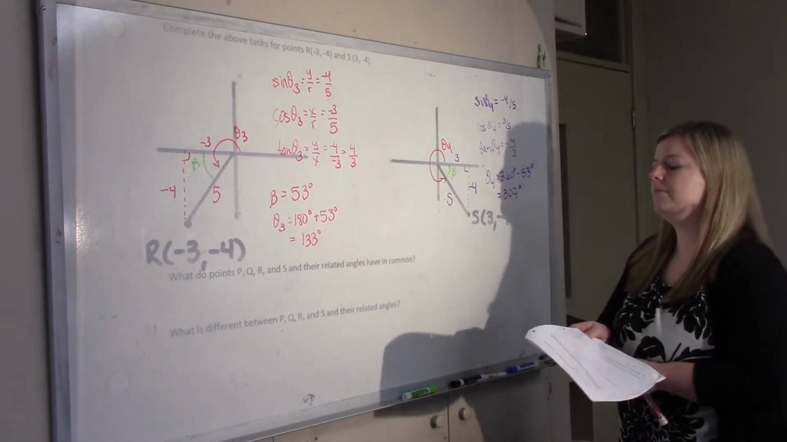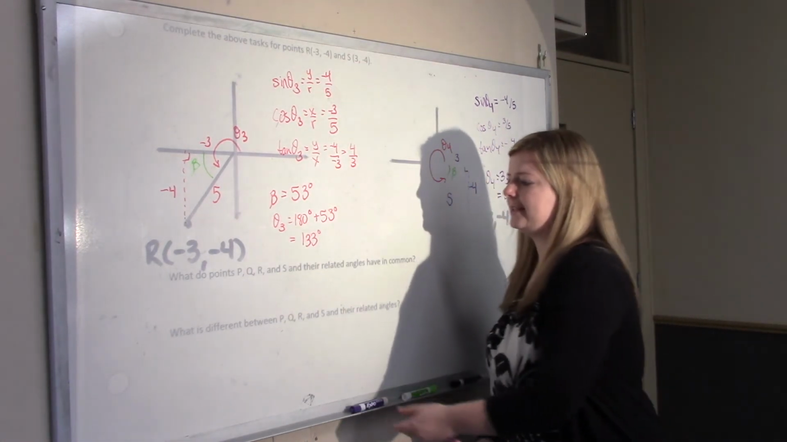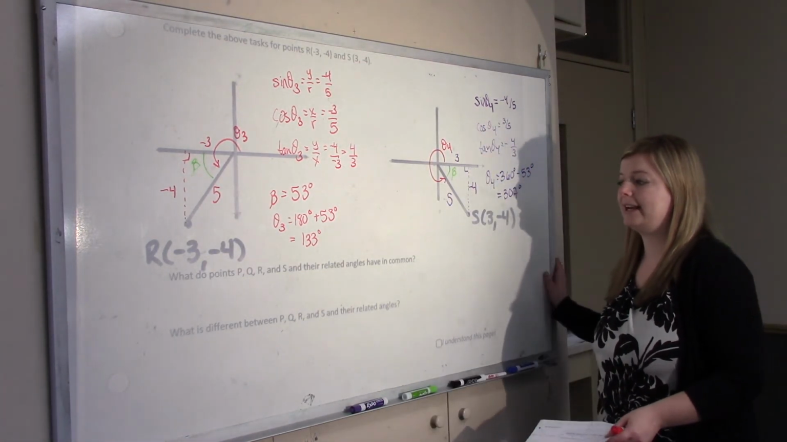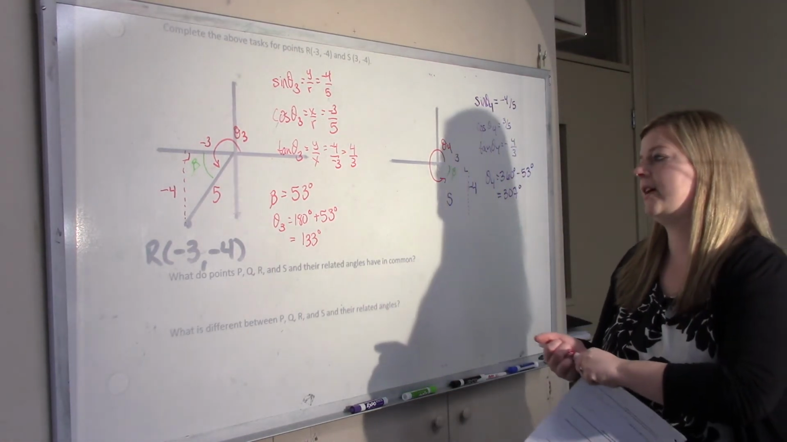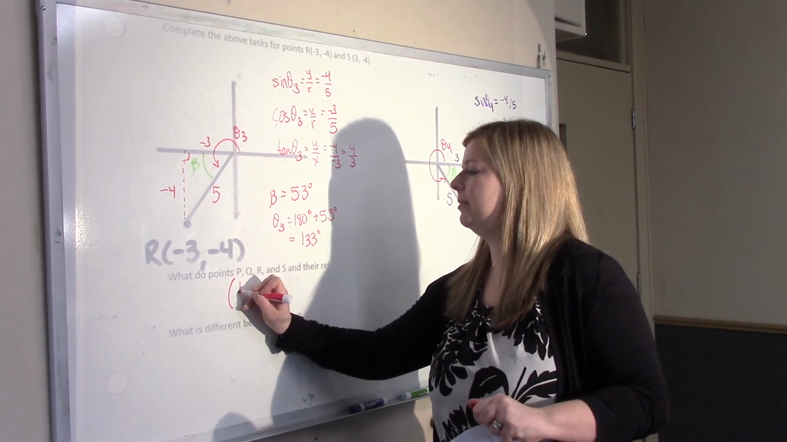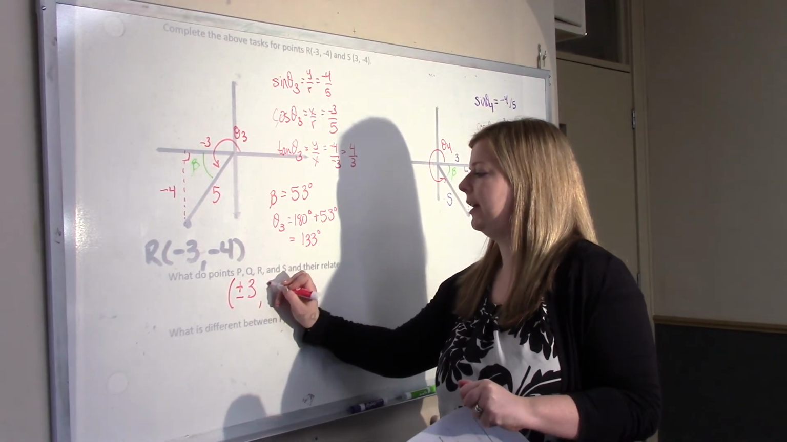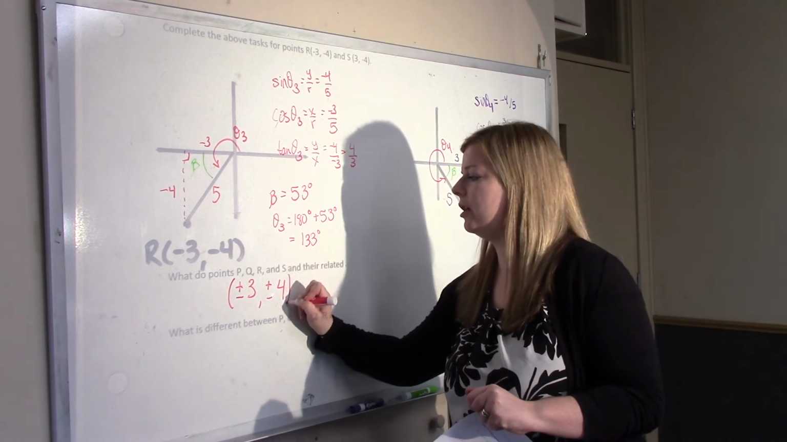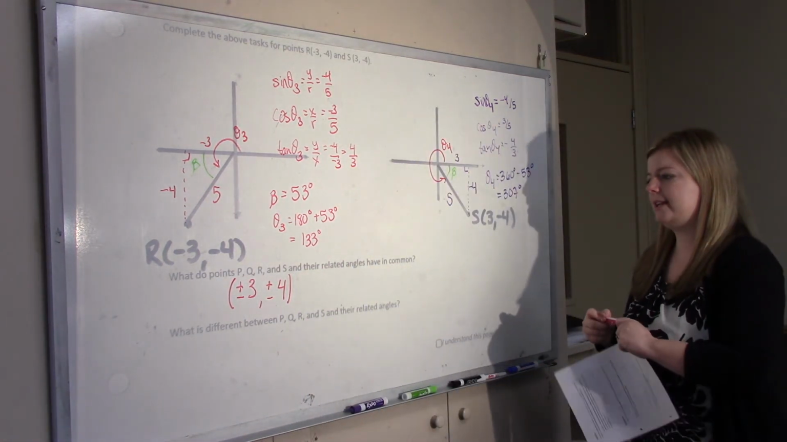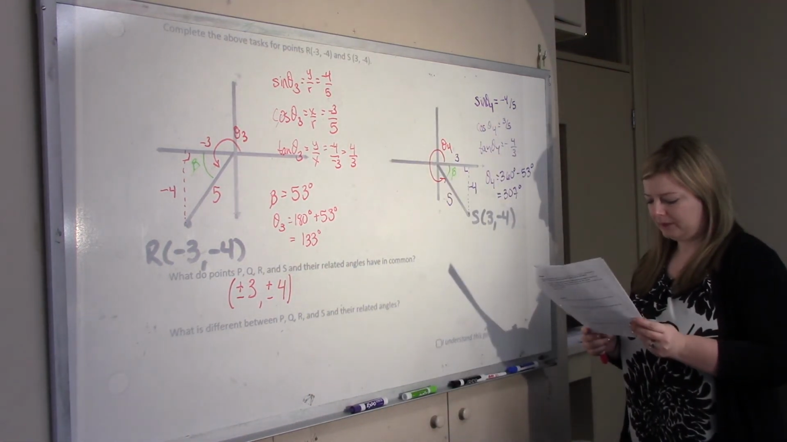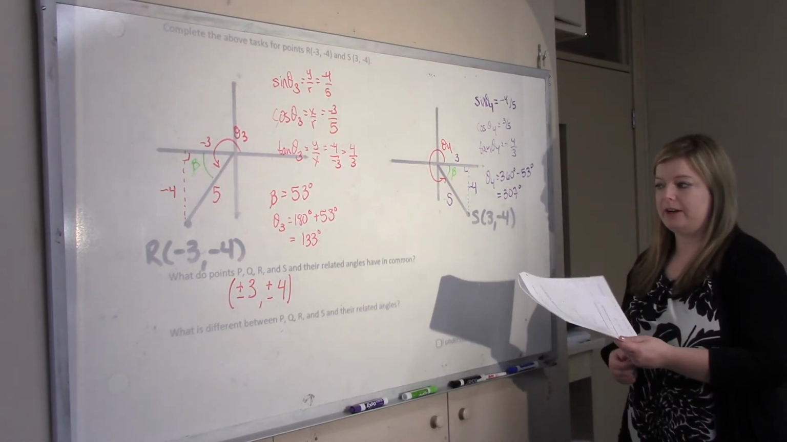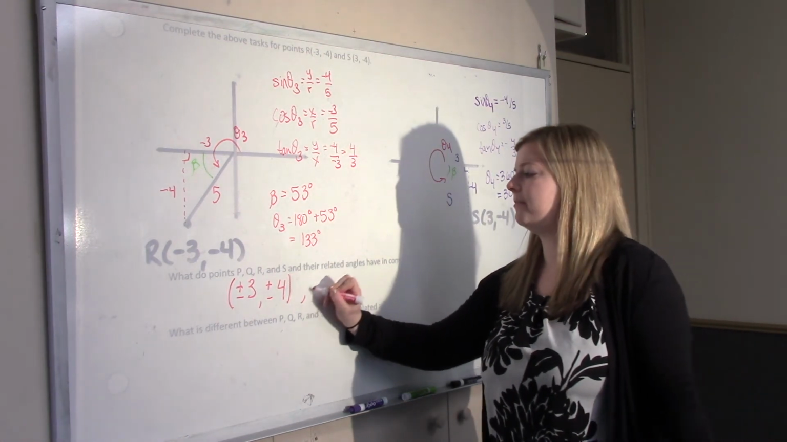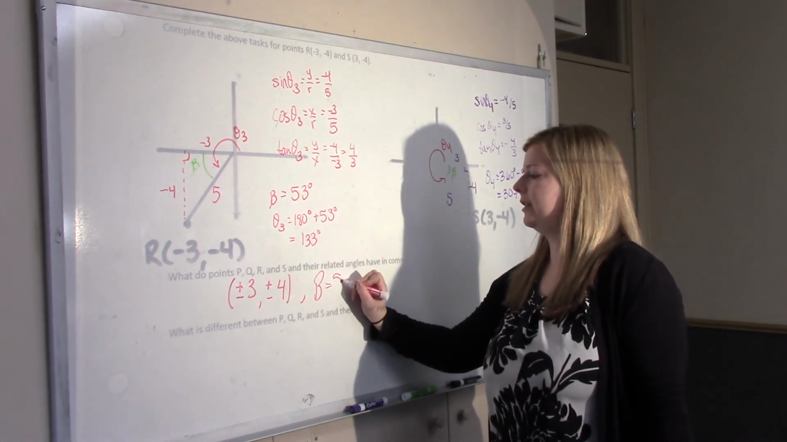All right, so what do the points P, Q, R, and S and their related acute angles have in common? Well, they're all just variations of the points plus or minus 3 and plus or minus 4. So they're all just different versions of that coordinate. And they all have a related acute angle of 53 degrees, so they all share a beta of 53 degrees.